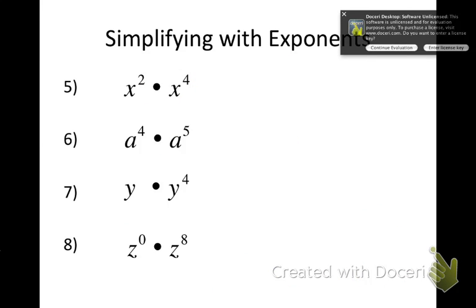Next part here. We're going to keep progressing through these. Number 5, I have x to the second times x to the fourth. I'm multiplying. If I'm multiplying, what am I going to do with my exponents, Jack? I'm going to add them. What do I get? 6. X to the sixth. Nice job, sir.